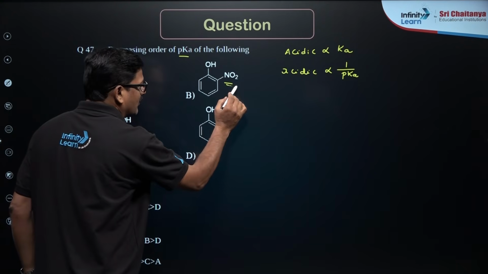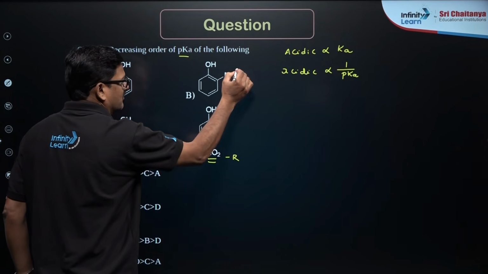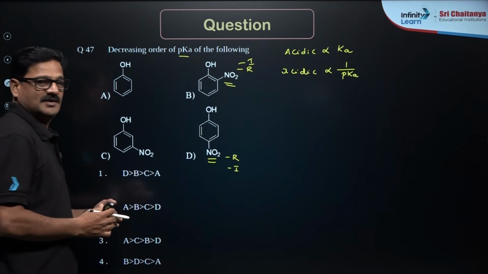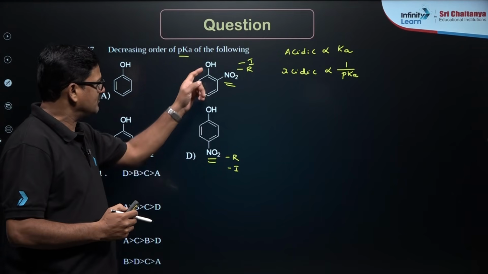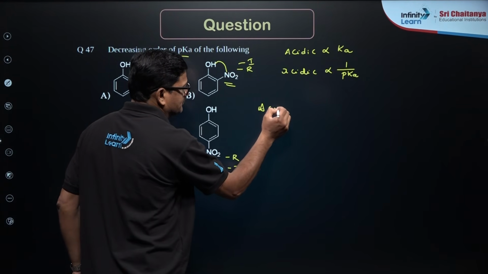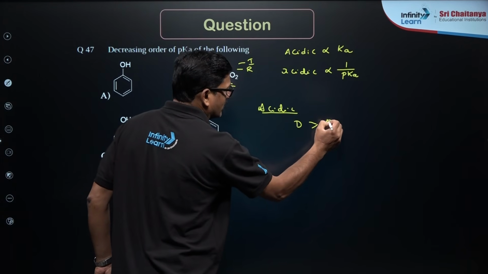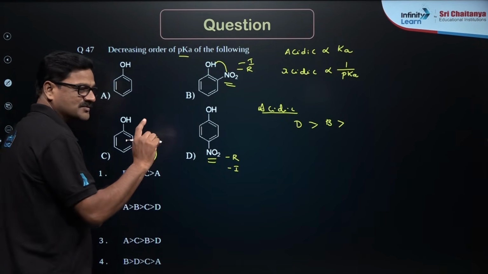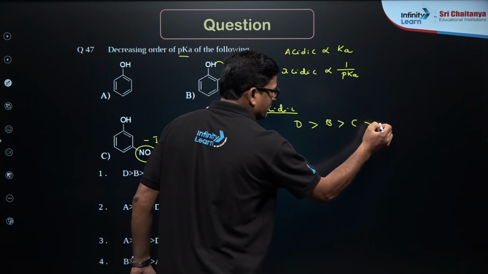Orthonitrophenol and paranitrophenol will have a -R effect and a -I effect. So we can expect orthonitrophenol is more acidic than paranitrophenol because of the intramolecular hydrogen bonding. For acidic strength, you're going to say paranitrophenol is greater than orthonitrophenol. When it is the meta position, only the inductive effect works, but the resonance effect does not work. So I want to say C is more than A.